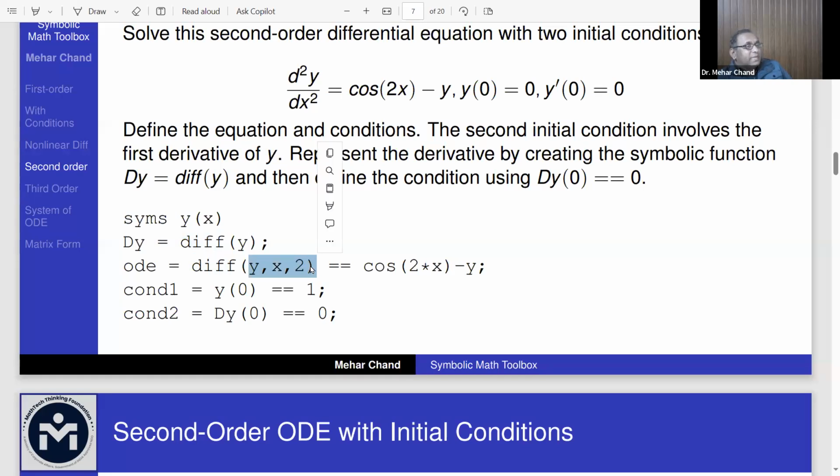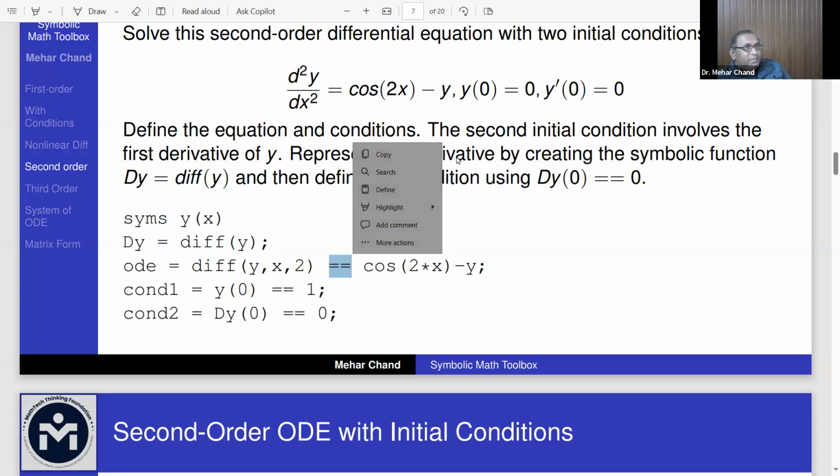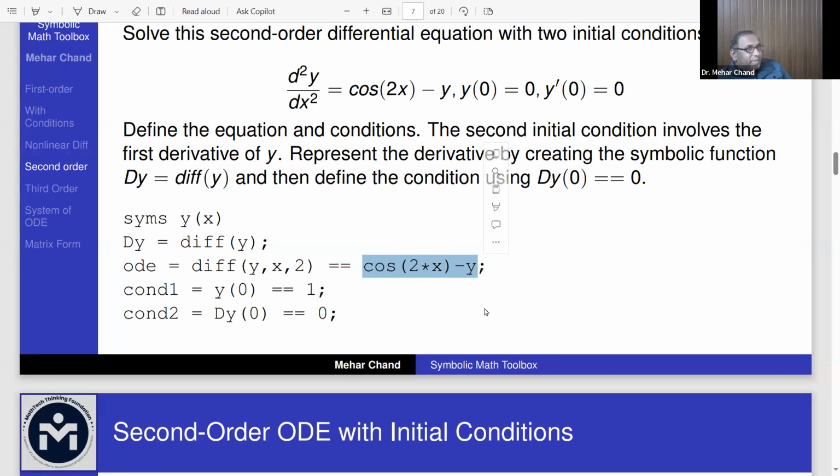Y double prime x, the second order derivative, is equal to cos 2x minus y. Now we have two conditions. This is the first condition, and it will be stored in condition 1: y(0) is equal to 1. When the value of x is 0, y is 1. This is condition 1.